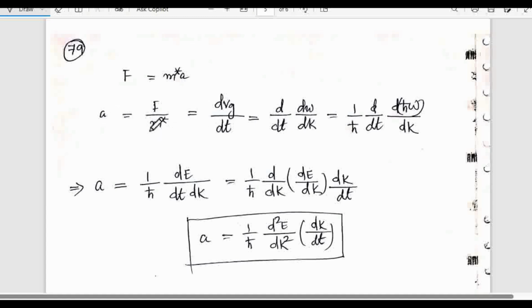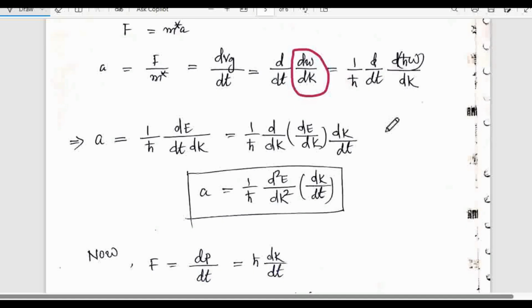Now this acceleration can be written as dvg by dt, the change in velocity per change in time. We know vg is the group velocity, and the group velocity can be written as d omega by dk. If you multiply h cross in the numerator and denominator, then h cross omega becomes the energy, giving dE by dt dk, where we have divided by h cross.